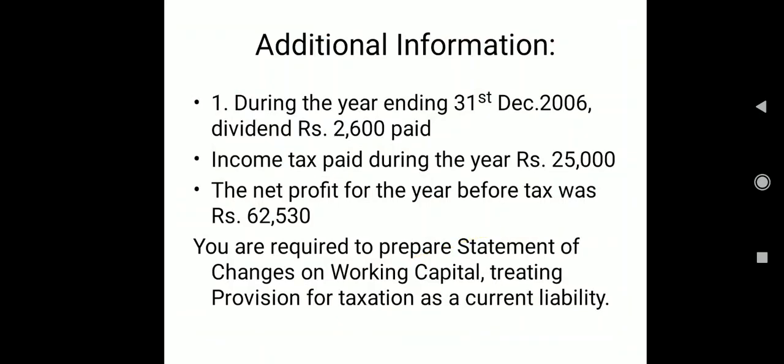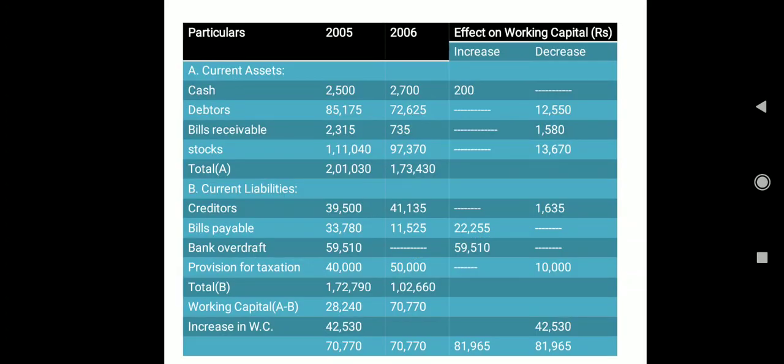Before the solution, this time in the question we have some additional information also. Quickly I can read it for you. During the year ending 31st December 2006, dividend of rupees 2600 paid, income tax during the year of rupees 25,000 paid, and the net profit for the year before tax was 62,530. You are required to prepare the statement of changes in working capital treating provision for taxation as a current liability. Keeping this in mind, let's move toward the solution.